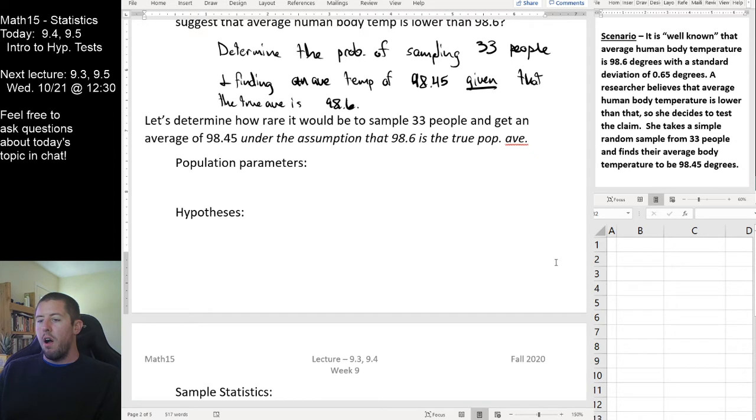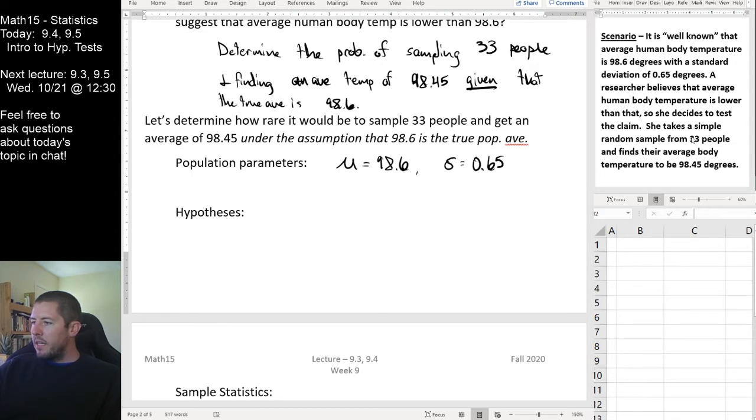So here the population parameters that we have been given are the population average, which is 98.6, and we've been given a population standard deviation of 0.65.